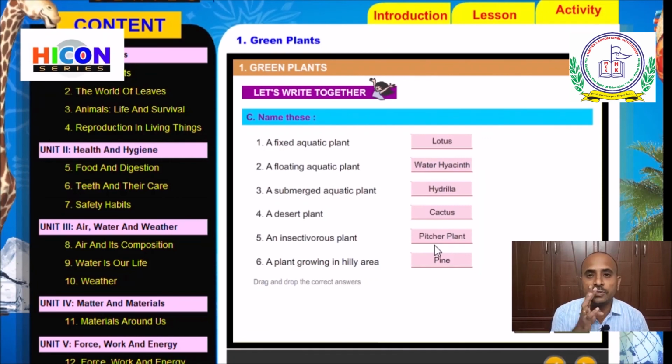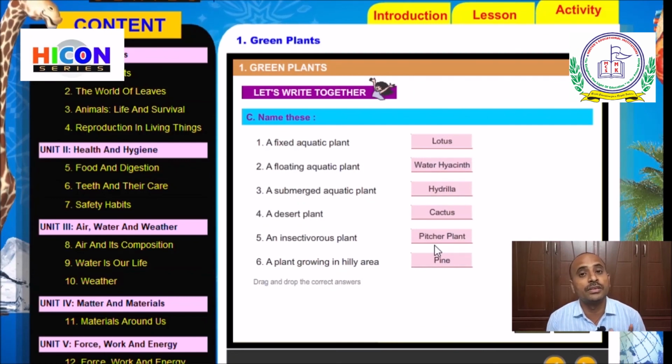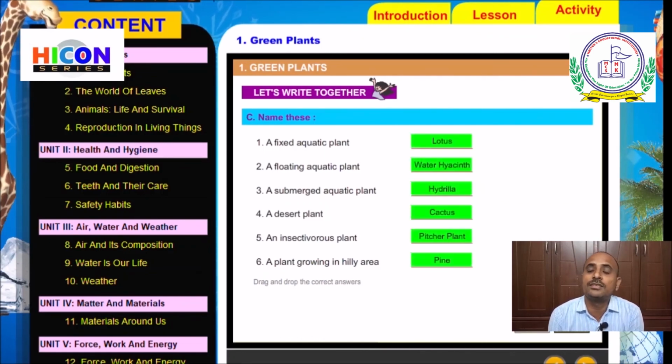The plants which grow in hill areas are generally conical in shape, and the pine tree is also conical in shape. We can observe pine trees generally in hill areas like Mussoorie, Kodaikanal, Darjeeling, and Nainital. If you go to these tourist places, you can observe these pine trees. So children, these are the answers for the given six sentences. Note down these six sentences in your notebook.